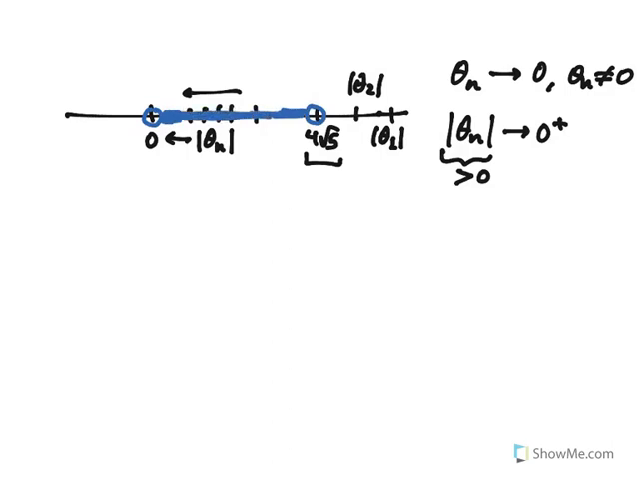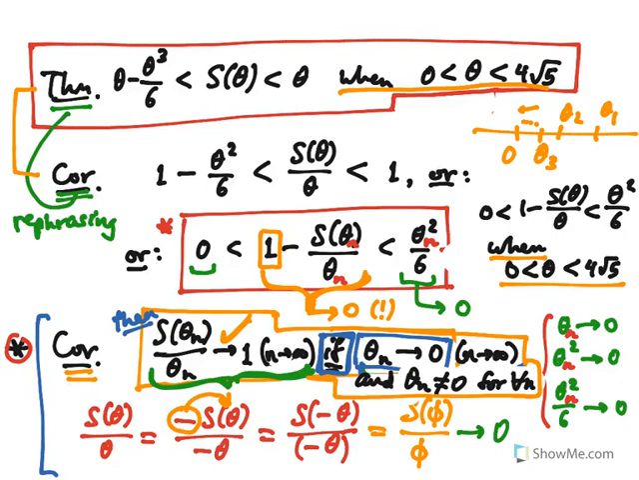So again, it may not begin less than 4 root 5. The first few terms may be greater, but on its way towards 0, it has to eventually get less than 4 root 5. Okay, and once it does, then these bounds apply. And then the rest of the argument goes through exactly as we said here, right? The theta n's are going to 0, their squares are going to 0, their squares over 6 are going to 0, and then the squeeze theorem takes over. All right, so the proof does work.